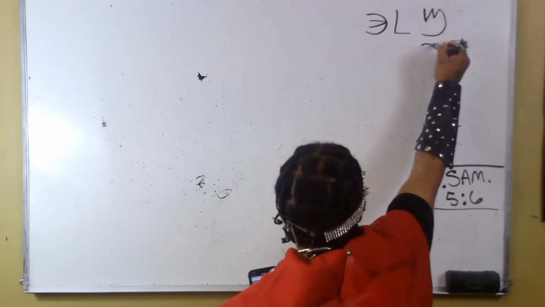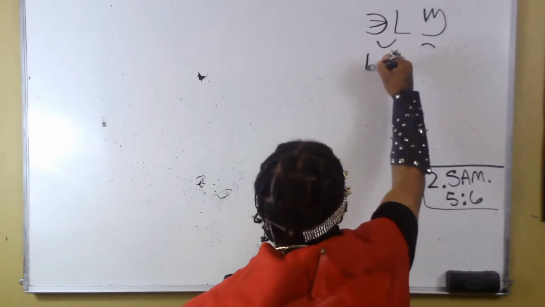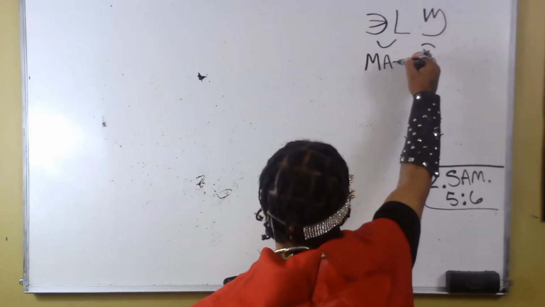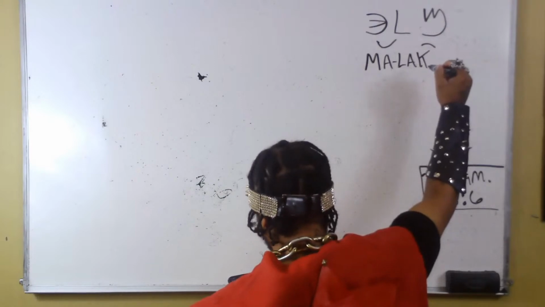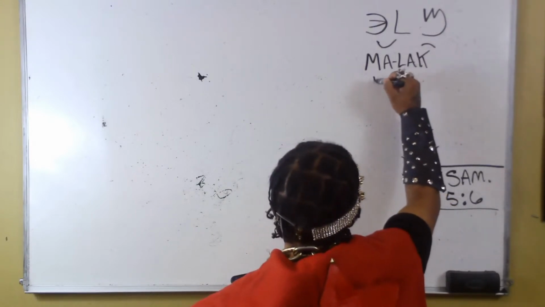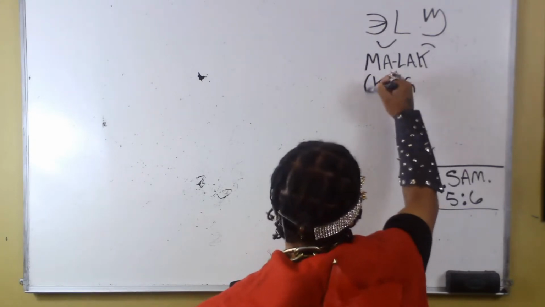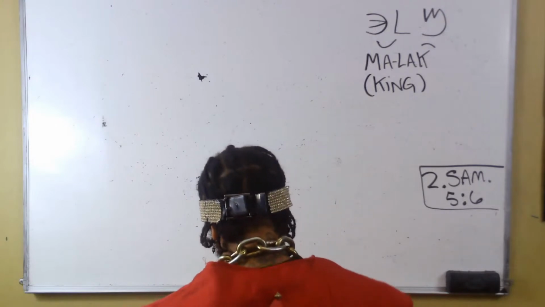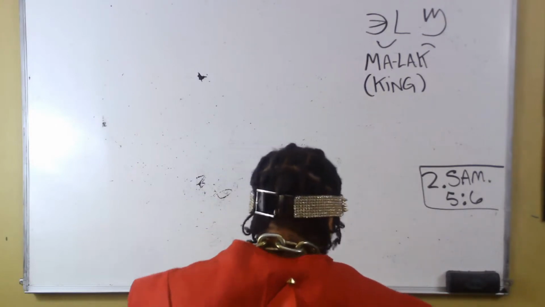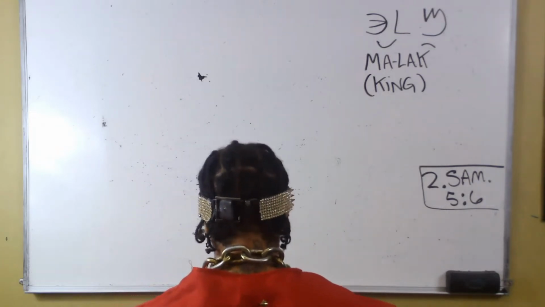Now we're going to be writing all in ancient Hebrew, not any of the Assyrian. Malak is a word that means king. Let me give y'all the random words, and then we'll actually go into breaking down the verse and reading the verse and everything like that afterwards.